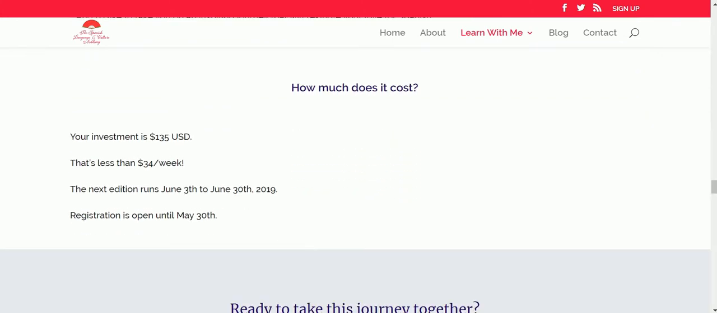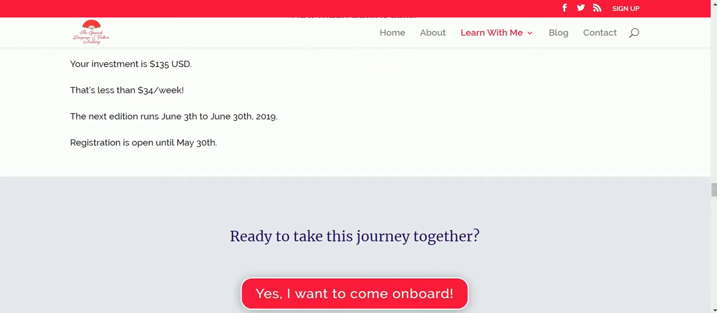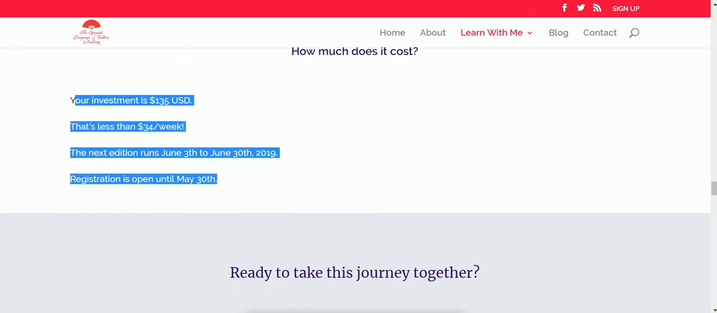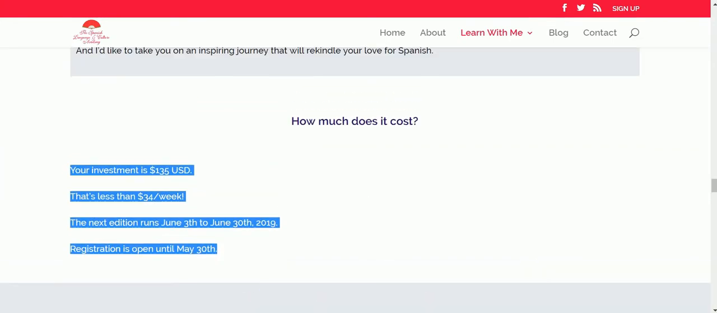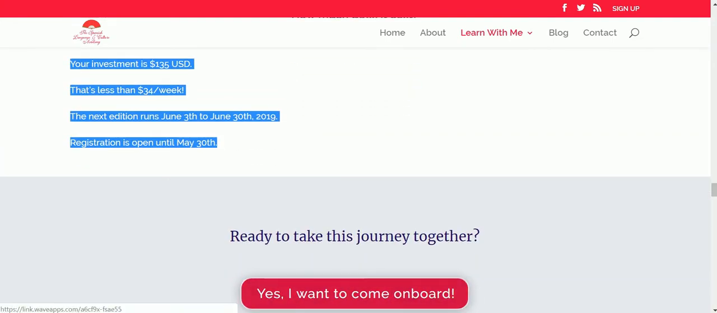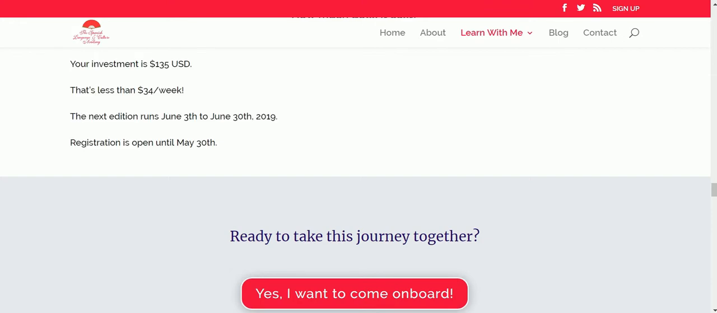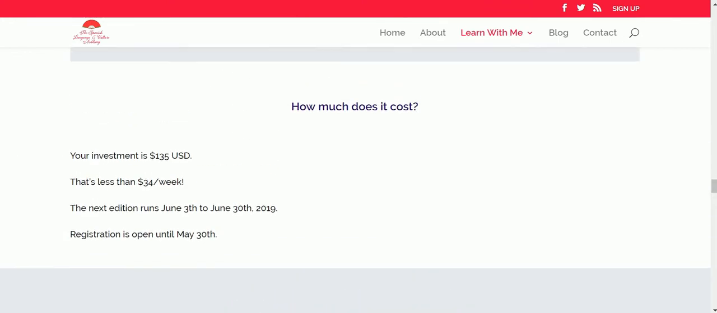"How much does it cost? Your investment." Okay, it's good info, but it could have been presented a bit more appealingly. And I would combine it. I wouldn't separate this button from the cost you're telling them to pay. So I would make "How much does it cost" one section.